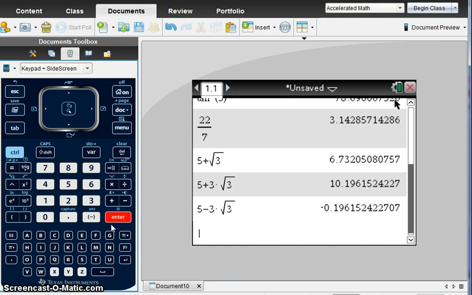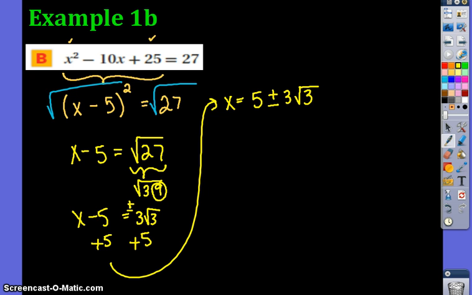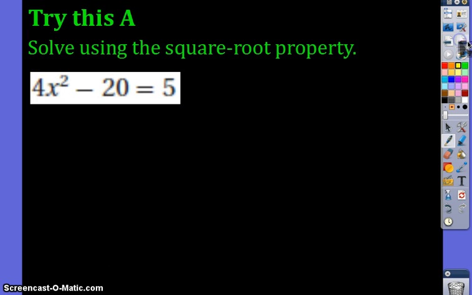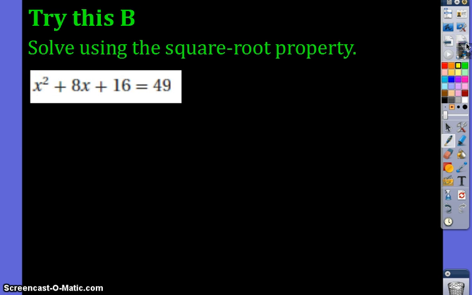Negative 0.19 is another root. So, the square root property is really a cool trick here to make some of these easier. Why don't you guys try this one and try this one.